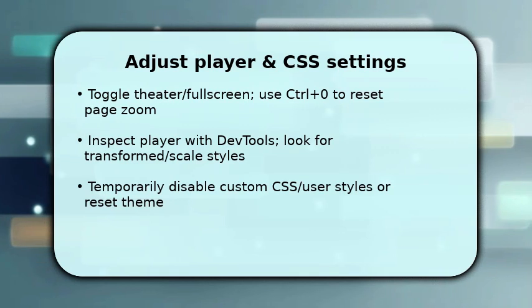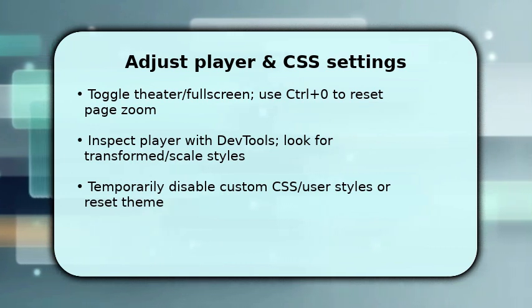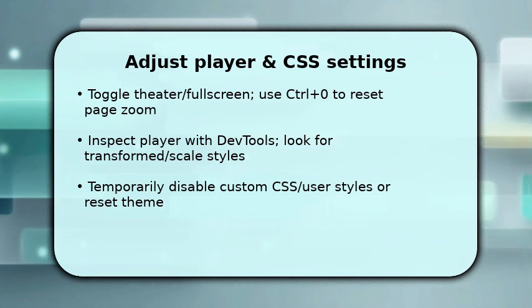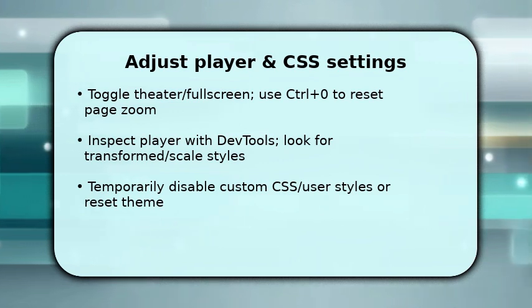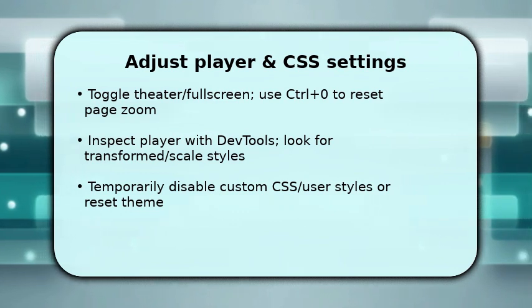Now focus on the YouTube player itself and page styles. You toggle theater mode and full screen to see whether the issue is player-specific. Use Ctrl+0 to reset page zoom quickly. If the player still looks wrong, open DevTools and inspect the video element for transform, scale, or overflow rules that could shrink the frame. Once you find offending CSS, often from user style sheets or extension-injected rules, disable or remove them to restore the native player sizing and aspect ratio.